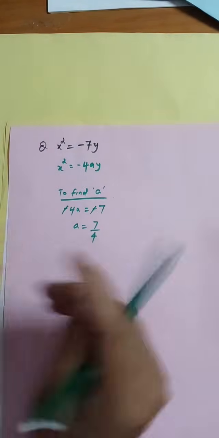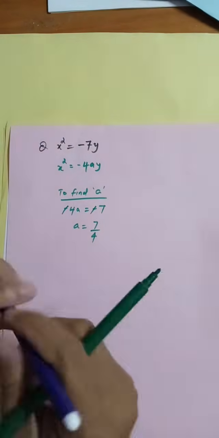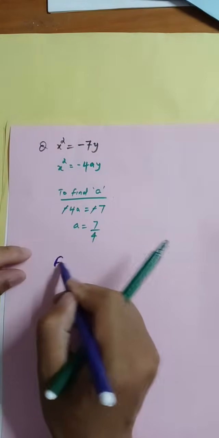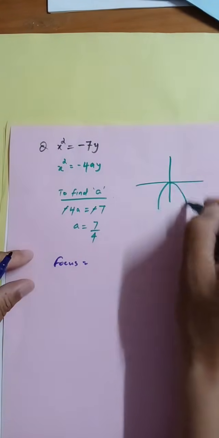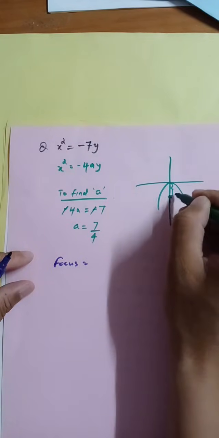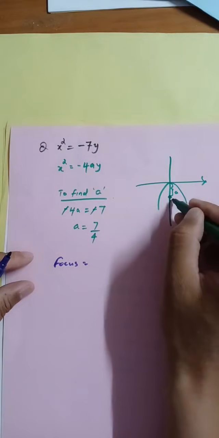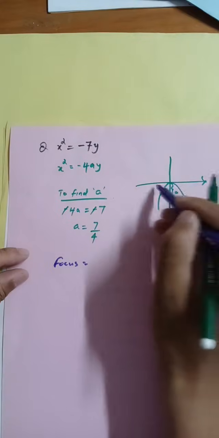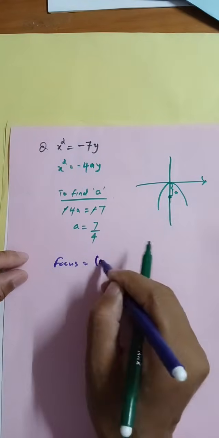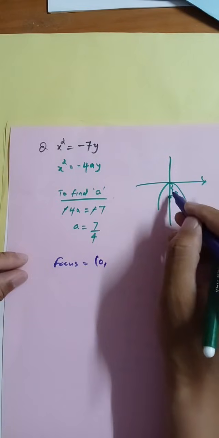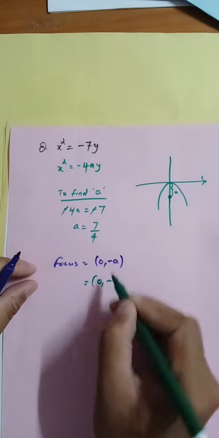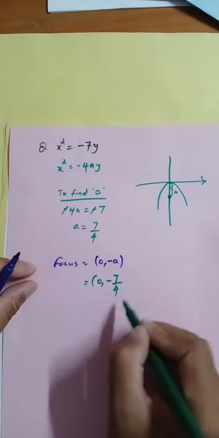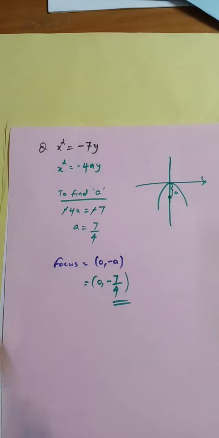Now we need to find the focus. This is a downward parabola. A downward parabola is something like this. So this distance is a, but this is below the x-axis. So for the coordinates of the focus, x is 0, and since this is below the x-axis, y will be negative a, which is equal to 0 comma negative 7 over 4. So this is the coordinate of your focus.